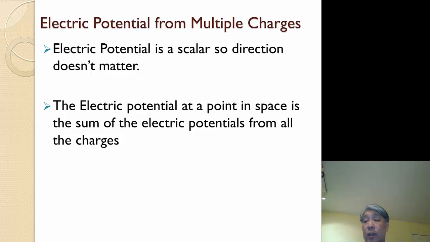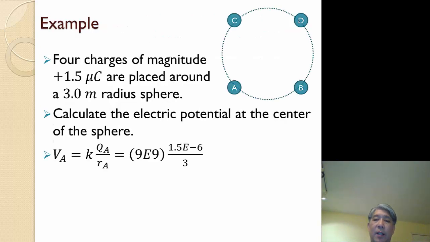Although I wouldn't really test you or ask you to calculate potential energy for multiple charges, I could ask you to calculate potential for multiple charges at a point in space. Because it's a scalar, direction doesn't matter. Distance does, direction no. And so the electric potential at a point in space is going to be the sum of the electric potentials from all the charges. Let's look at an example of that.